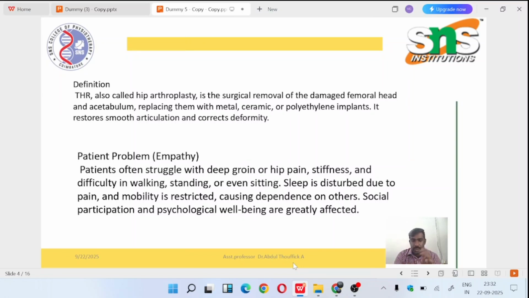Coming to the definition of the patient problem. Definition: THR is also known as hip arthroplasty. It involves removing the diseased femoral head and acetabulum and replacing them with artificial implants.